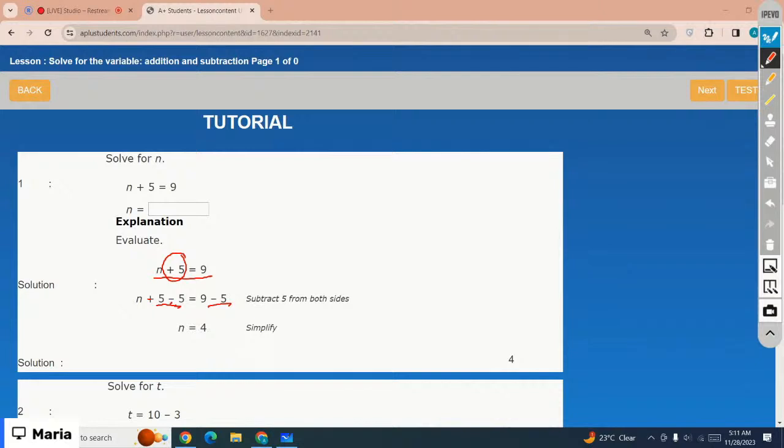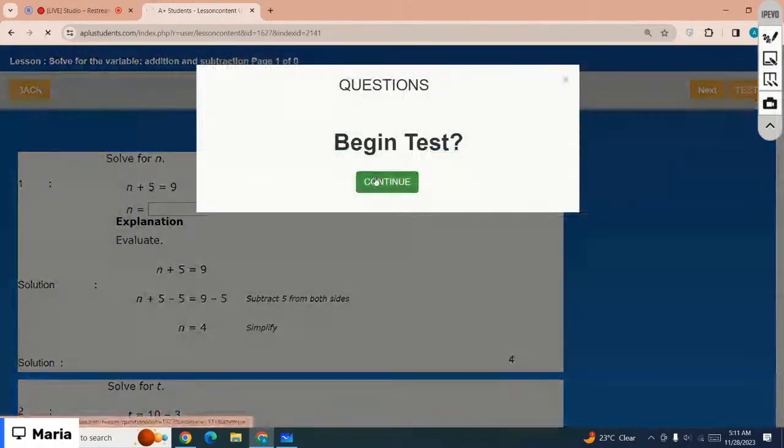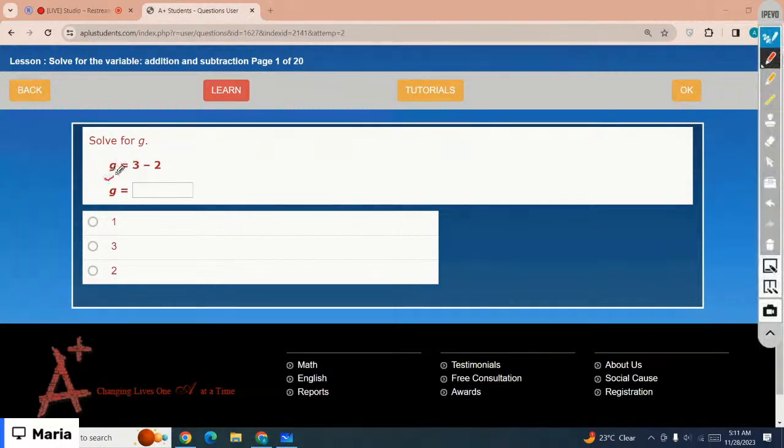Let's start with the test question. Basically, you need to find the value of the variable, and for this, you have to isolate the variable. Isolate means on one side you have just the variable, and the rest of the things are on the other side. So solve for g, g equals 3 minus 2. You can see here g is already isolated. On one side you have simply a variable. You can just solve this one. 3 minus 2 is 1, so the correct option is 1.